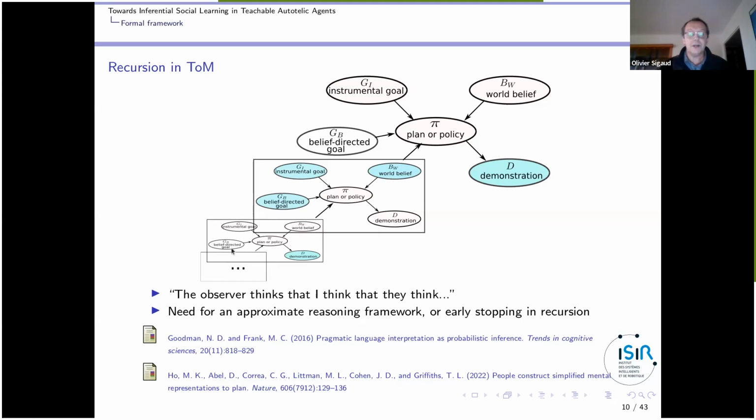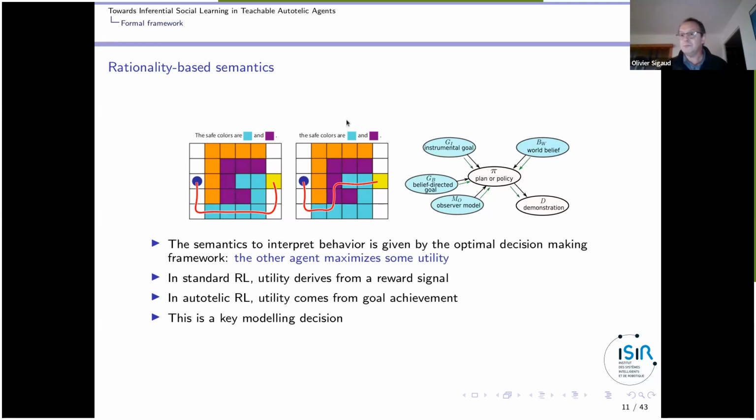And this allows you to account for the fact that the observer thinks that the demonstrator thinks that the observer thinks, etc. Okay, but if you want to plan with that particular recursive model, then you need some approximate reasoning framework or some early stopping criterion in the recursion. Otherwise, of course, you will have to infer for an infinite time. Okay, and these aspects are covered in those two papers. Let me say also that the previous model is from Marco's work.